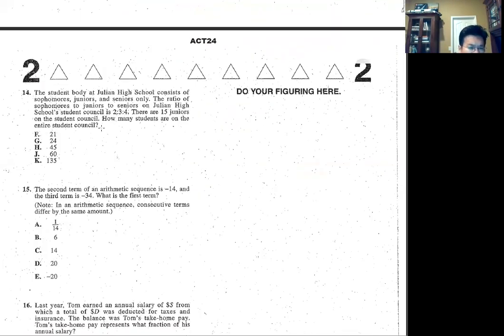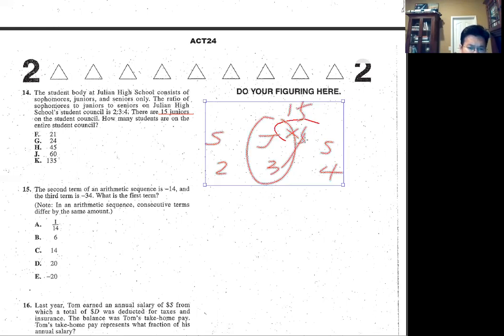The student body consists of sophomores, juniors, and seniors only, and the ratio of sophomores to juniors to seniors is this one. And there are 15 juniors. So how many students are there? So it says sophomore, junior, and senior is 2 to 3 to 4. And then junior is 15. That means you multiply by 5 to get 15. Everything in the same ratio, you have to multiply by 5. How many students on the entire thing? So multiply by 5 is 10, 20, and 15. So you add it up, it's 45.